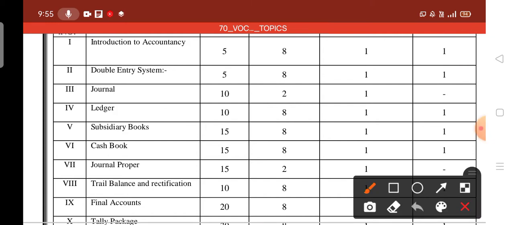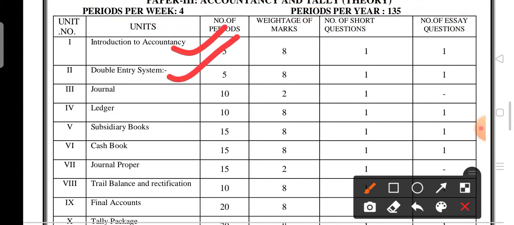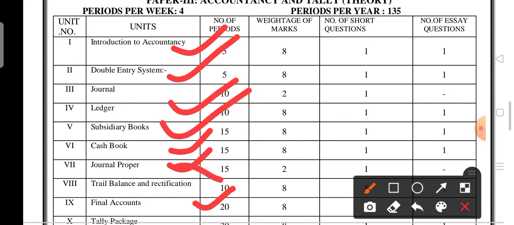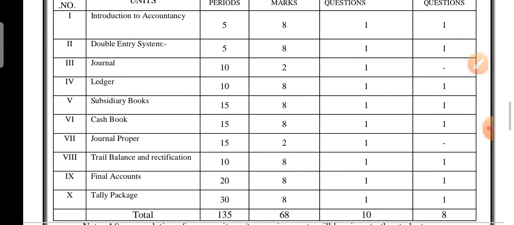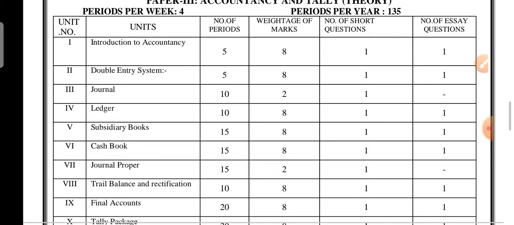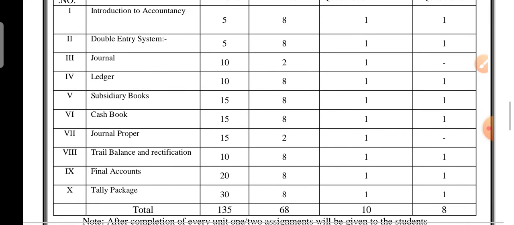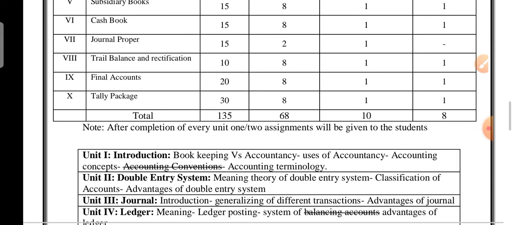Okay, introduction to accountancy is important, double entry system is important, ledger books are important, subsidiary books are important, cash book, journal proper. The general proper and journal proper are not that important. Final accounts, tally package, and trial balance and rectification, so almost all the units are very important. Except general proper and journal proper, which have 2 marks weightage each. So in accountancy and tally, overall 10 units will be there. Out of the 10 units, 8 units are very important. Only 2 units, like general proper, carry 2 plus 2, 4 marks weightage.